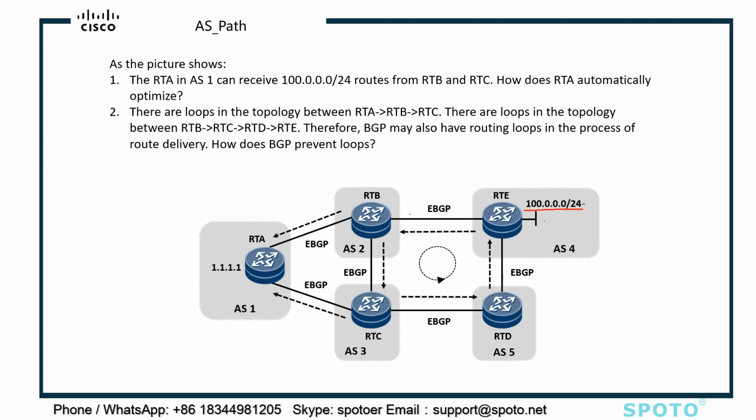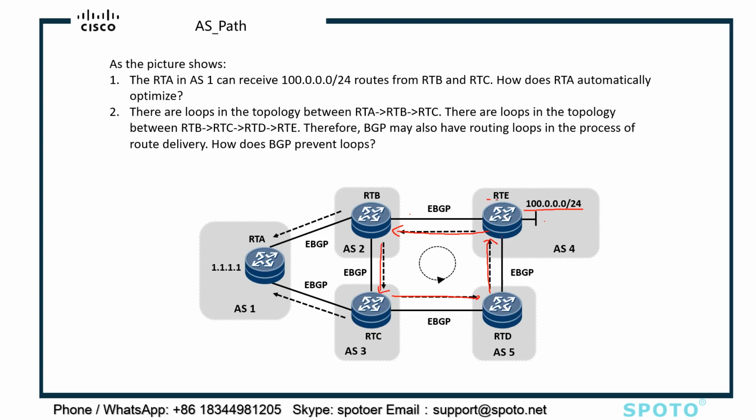In this situation, RTE will send it to RTB, B sends it to C, C sends it to D, and D will send it to E. In this situation, we can find a loop will happen in our network. So we will use the AS path to prevent the loop.